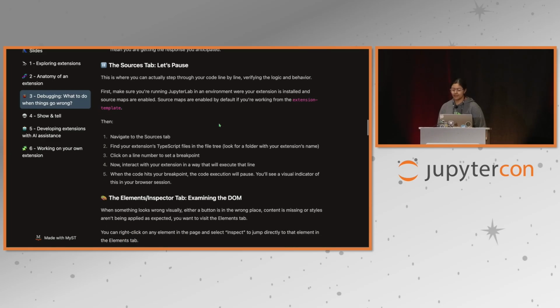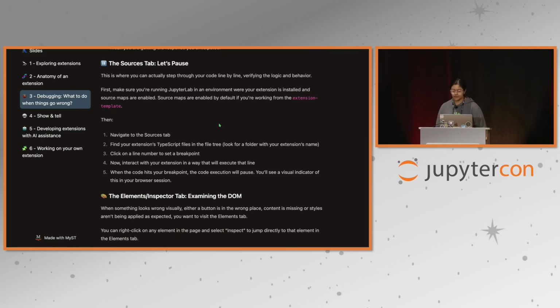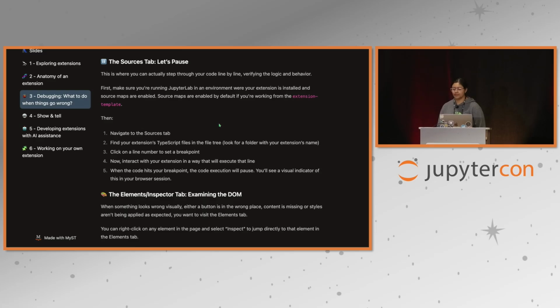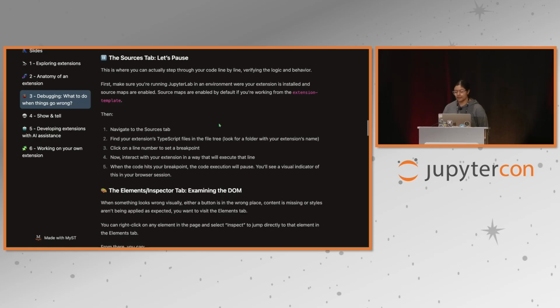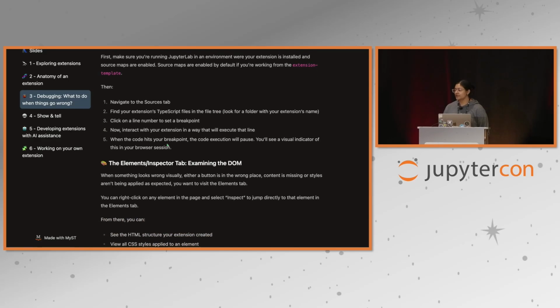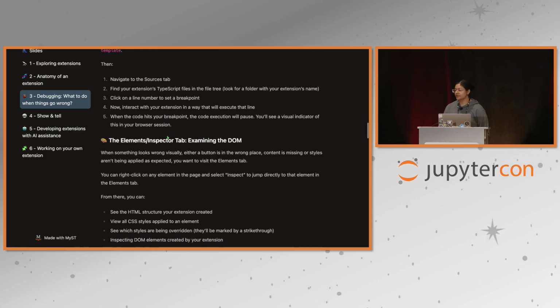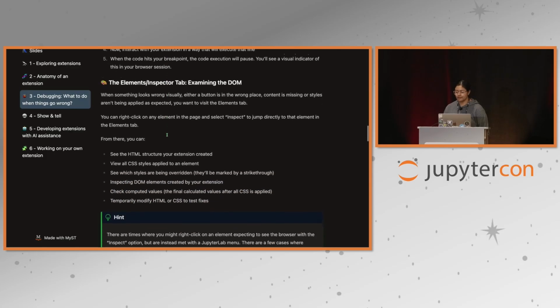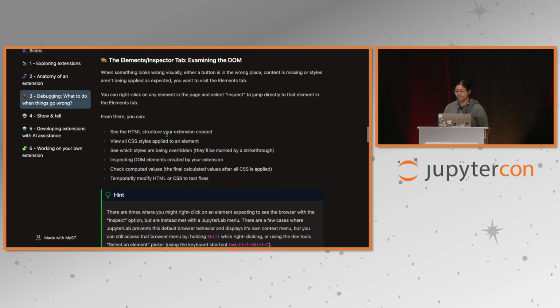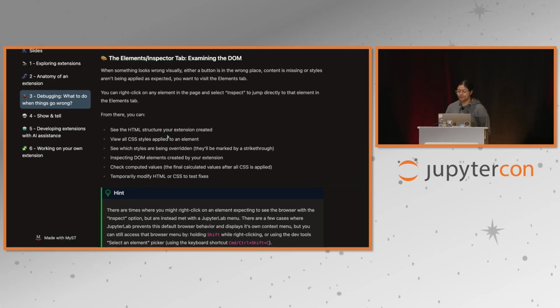Then the sources tab as well. This one's really great. You can pause and take a look at your code. You have source maps enabled when you're developing JupyterLab extensions, so you can put breakpoints and pause and walk through that a little bit. There are some instructions there on getting started to set a breakpoint. We'll go over that shortly, just really quickly. The other great tab is the Elements tab.